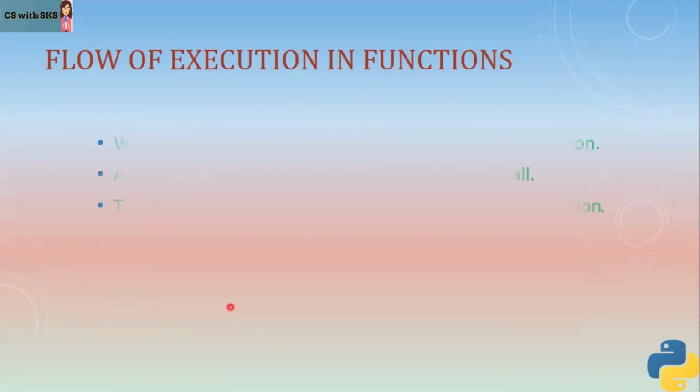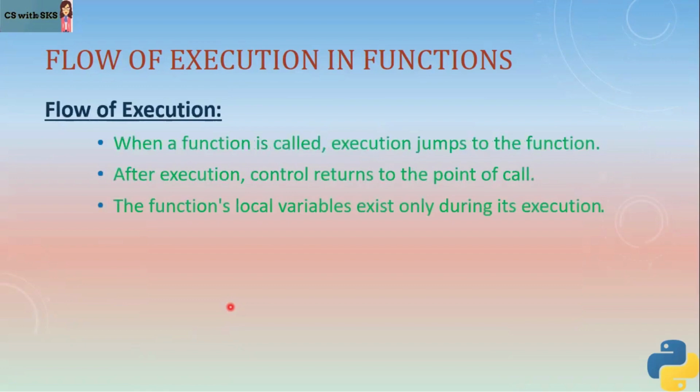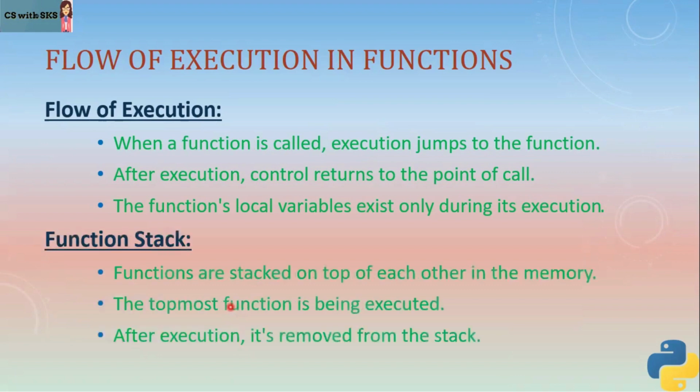Now, flow of execution in functions. When a function is called, execution jumps to the function. After the execution, control returns to the point of call. The function's local variables exist only during its execution. We'll understand what local and global variables are. For now, just understand that when a function is called, execution jumps to where the function is defined. After the execution, control returns to the point of the call, and whatever next statement is written will be executed.